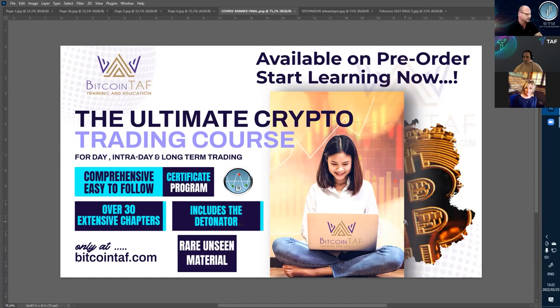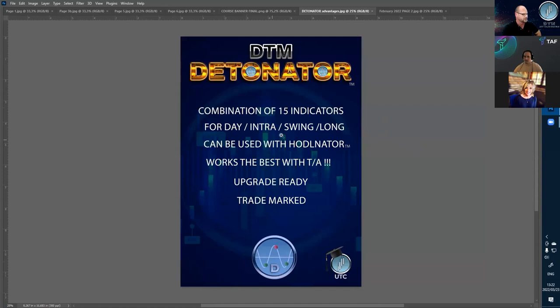But this Detonator, we're also very, very excited about it. As you can see, it's a combination of 15 indicators. It's for day, intraday, swing and long-term trading. People can use it for that. That's what it was designed for. But the beautiful part is that you can also use it with the Aldenauts. It works together. And it works best with technical analysis, like I said. And what's nice is it's always upgradable. It's going to become beta. As things come, we can add more things to it. And it's already trademarked as well. So very proud of that.